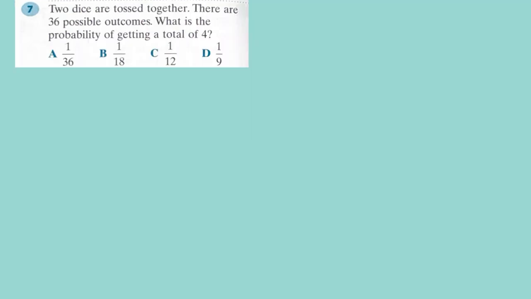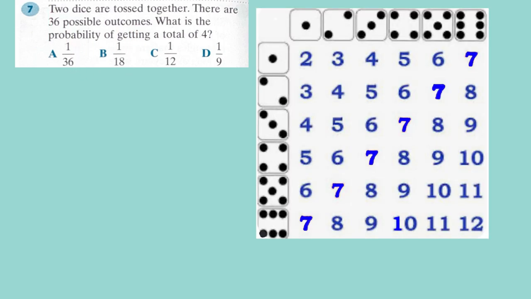Two dice are tossed together, and it says that there are 36 possible outcomes. So I want to illustrate to you all the outcomes that we have. Now this shows you all the 36 possible outcomes that we can get when we toss two dice and we add them up. 1 and 1 makes 2. 1 and 2 makes 3. 1 and 3 makes 4, and so on.